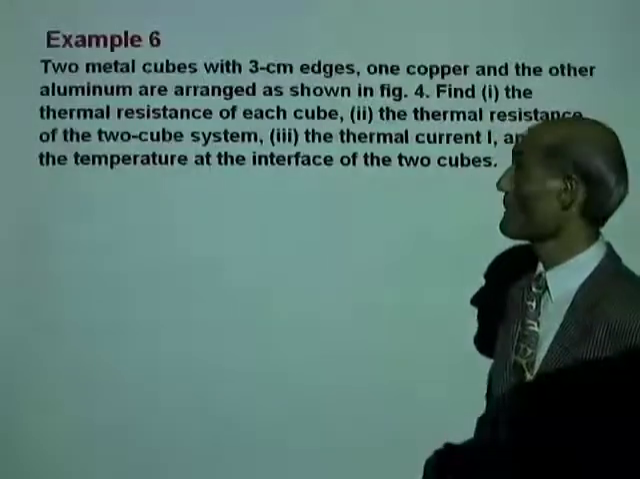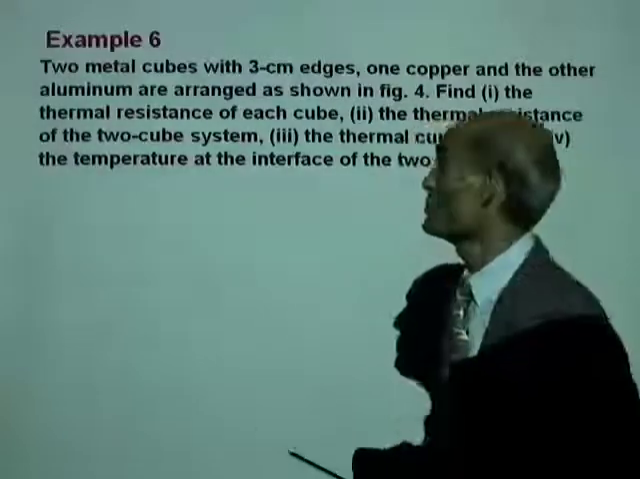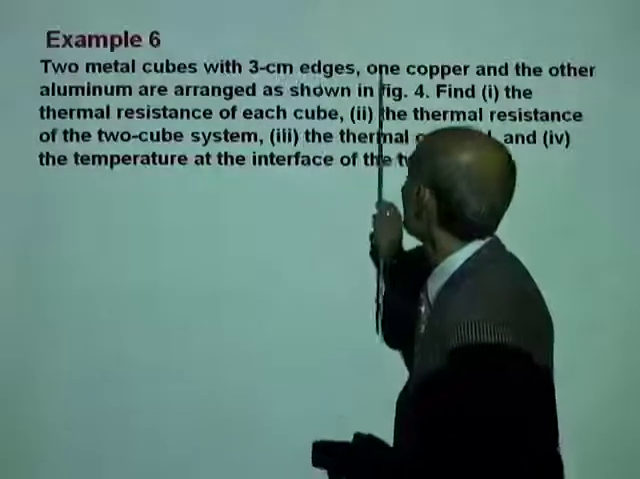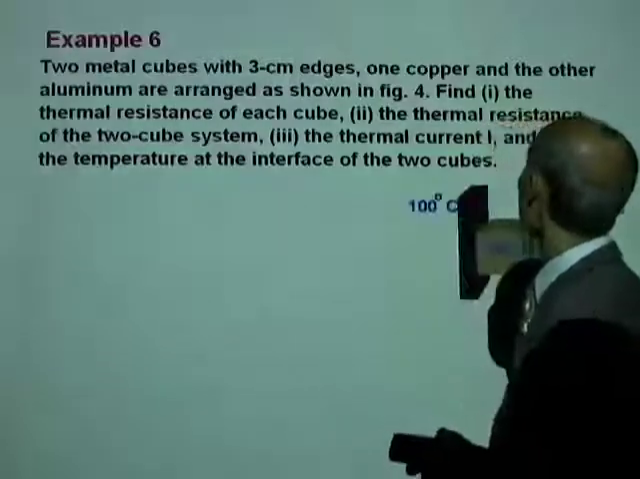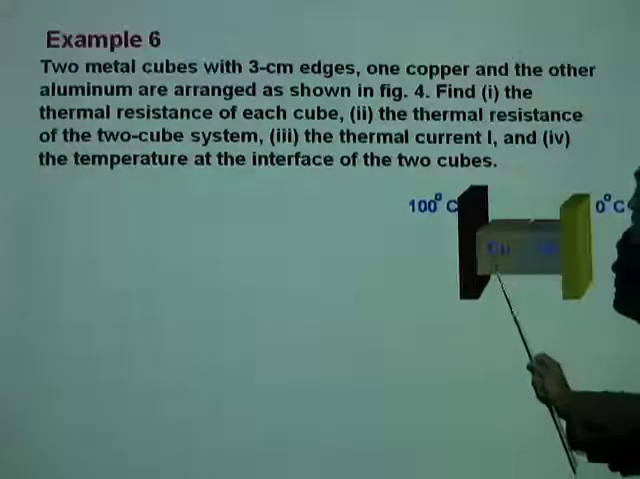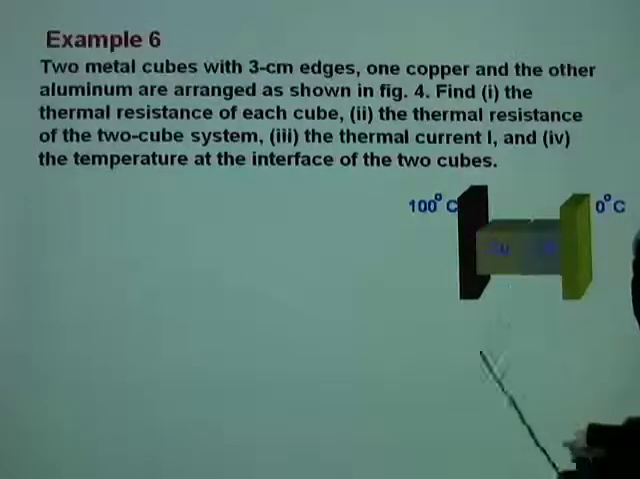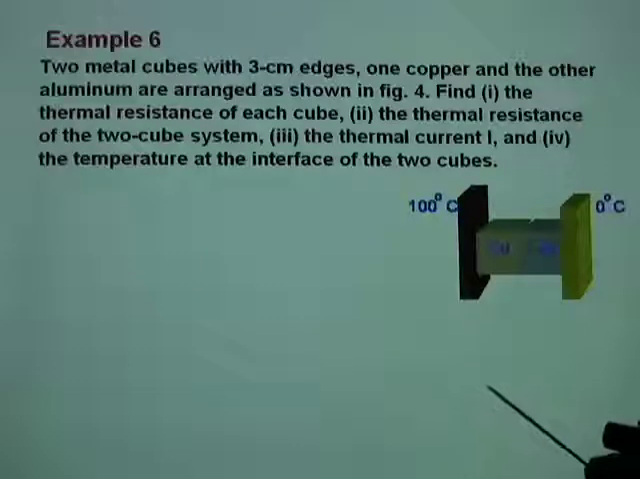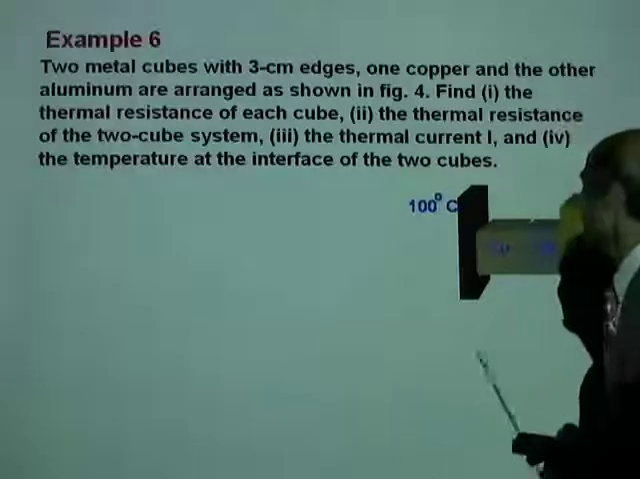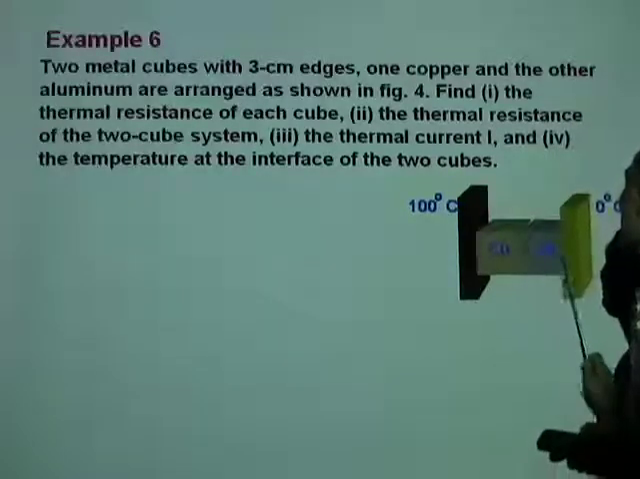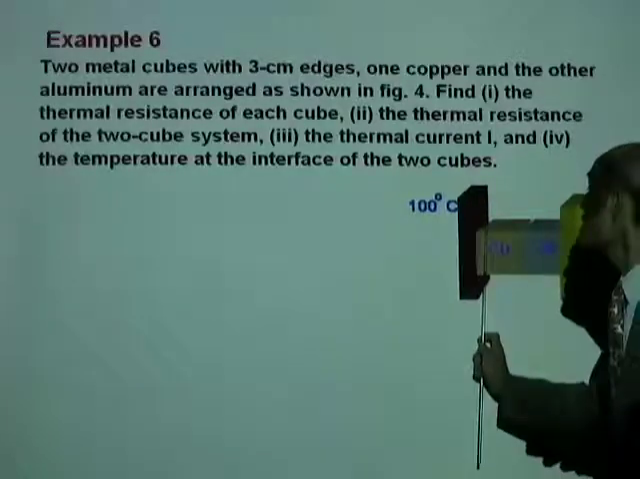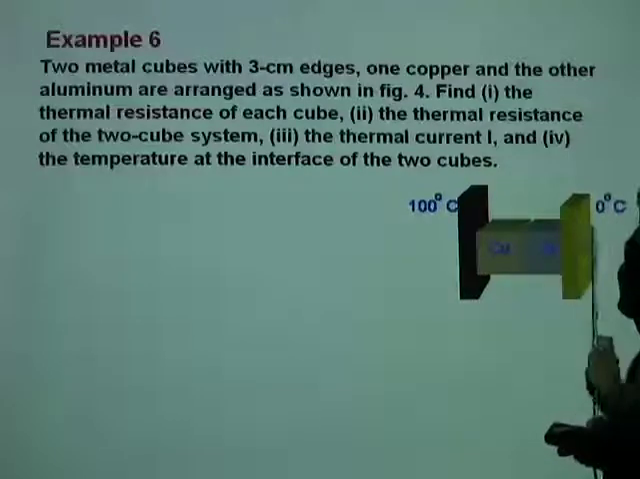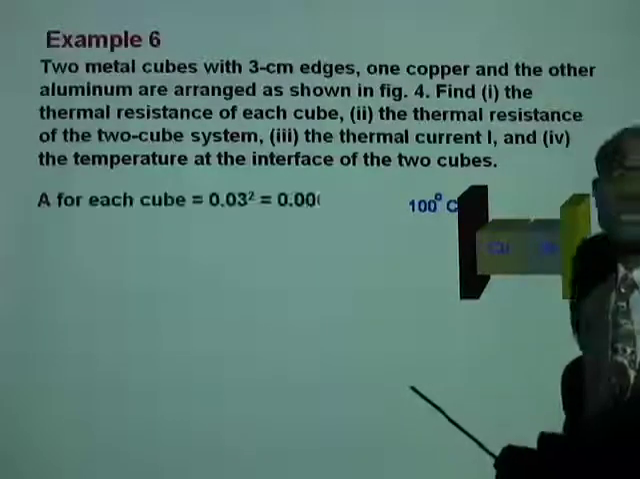Okay, let's do another one. Two metal cubes with 3 centimeter edges, one copper and the other aluminum, are arranged as shown in here. Now this is the copper and this is the aluminum. I think it is rather difficult for you to read when it is recorded because I used probably the wrong colors. Copper and aluminum are arranged so that the one end is at 100 degrees Celsius and the other end is at 0 degrees Celsius.